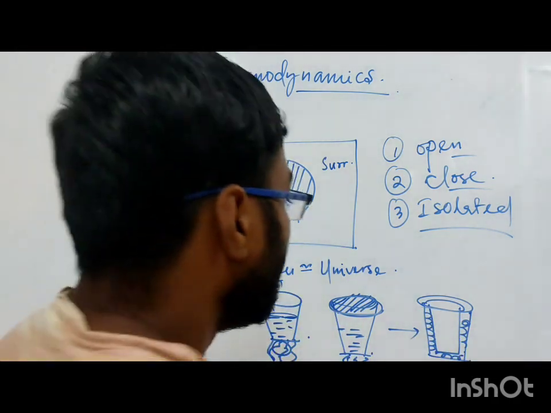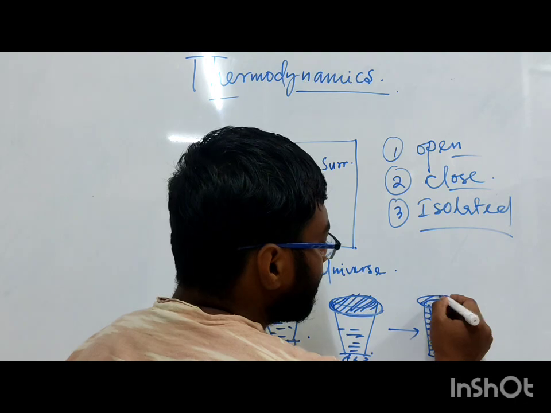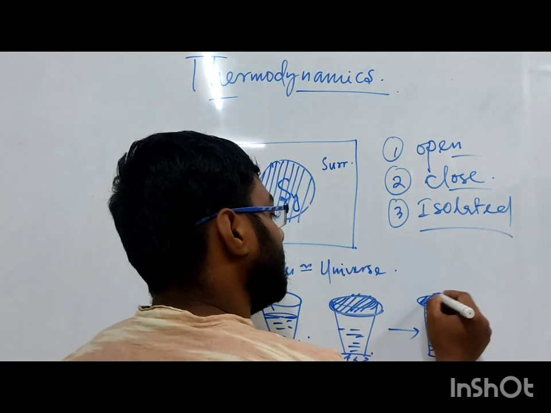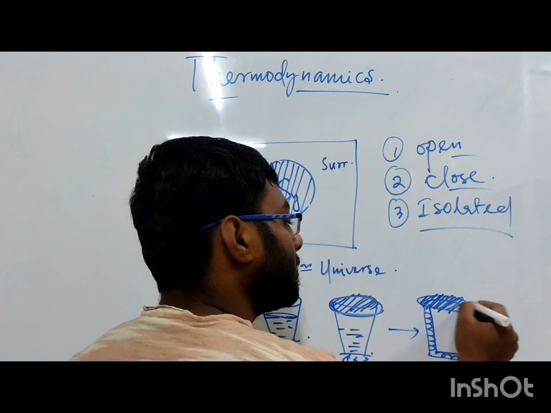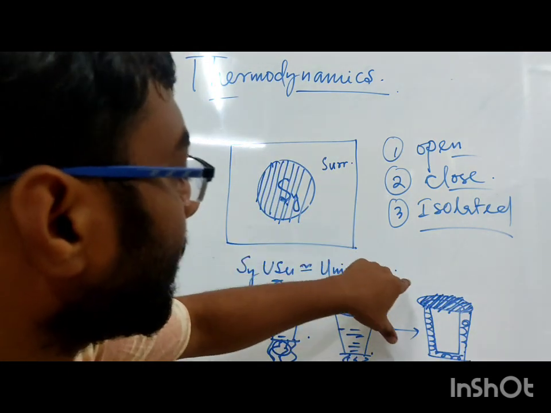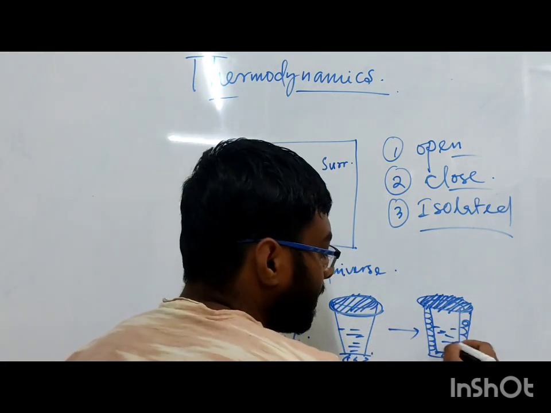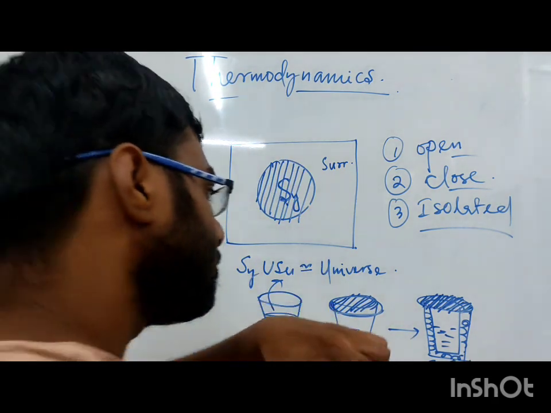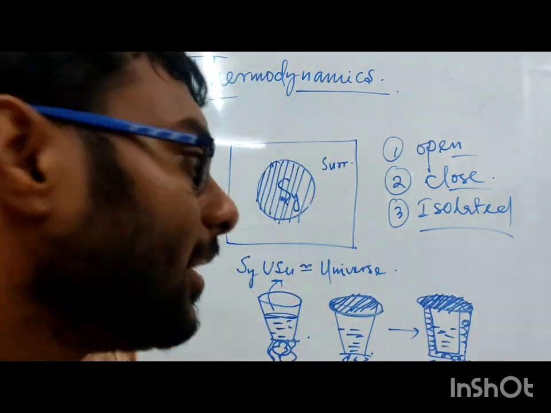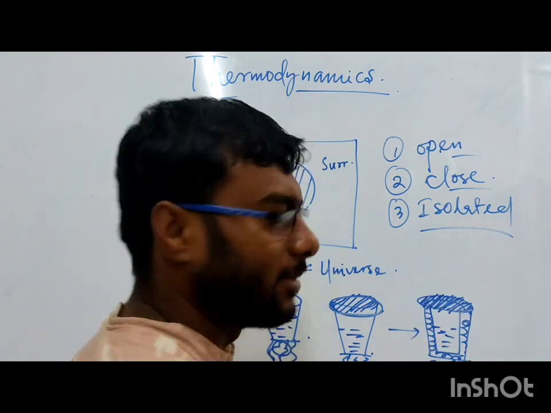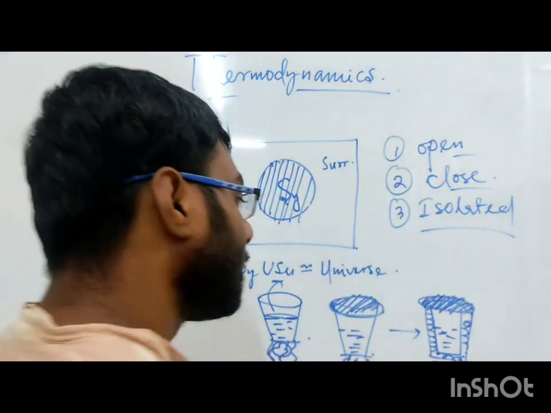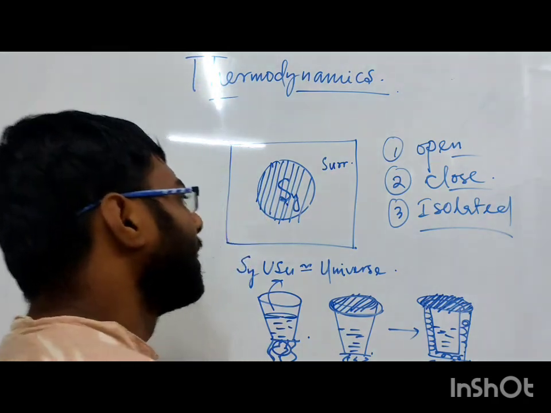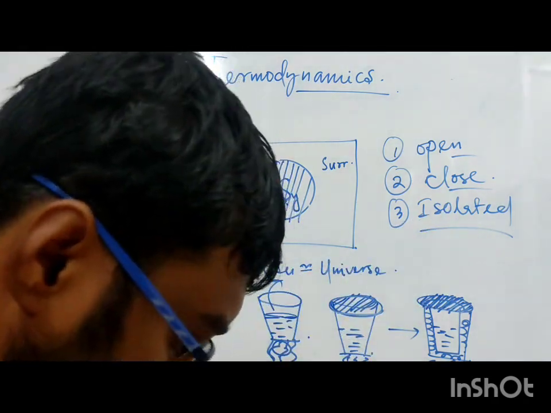So here, if we cover the glass with something and provide some heat, then the heat will also be conserved, and particles also cannot transfer. That is, particles cannot transfer from inside to outside or outside to inside. So this system is called isolated system.